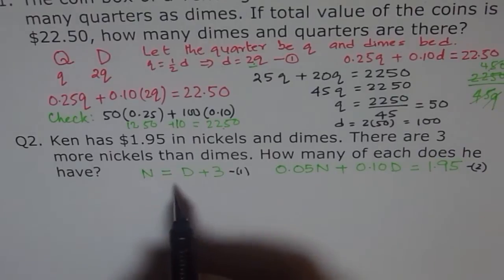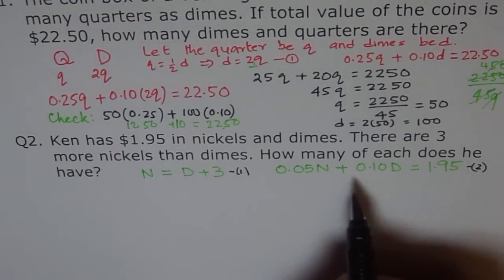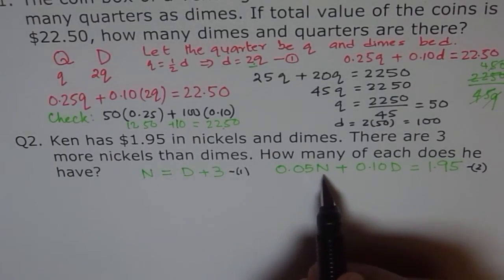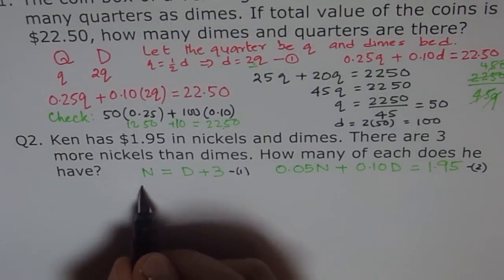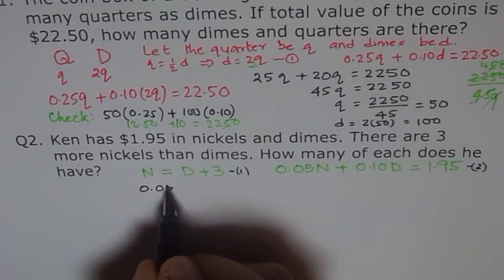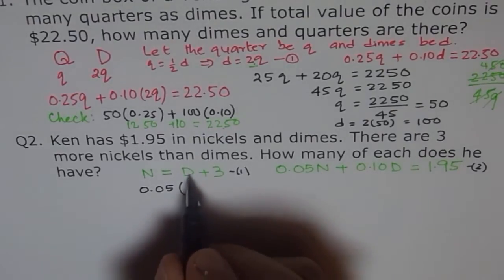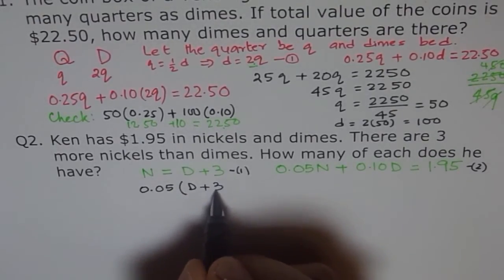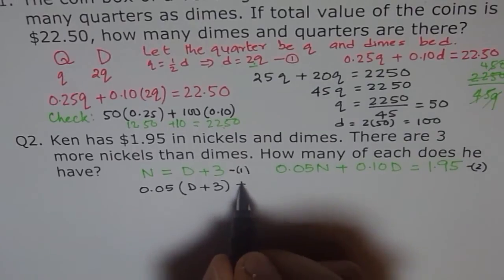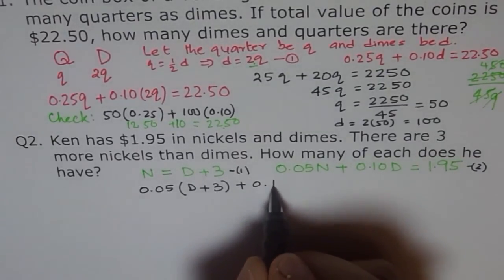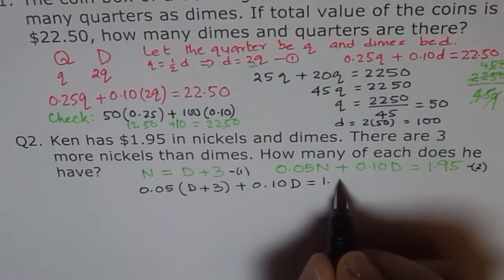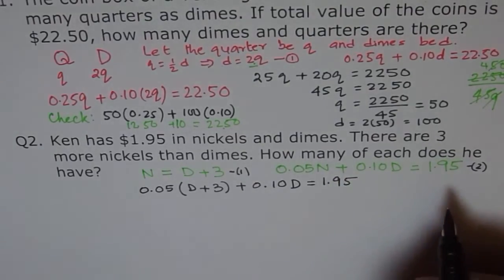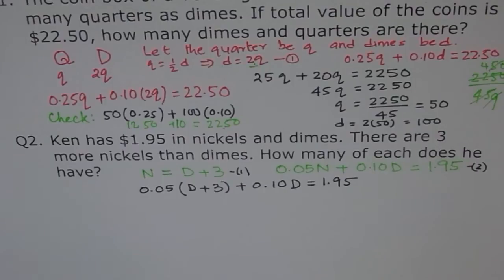So I have to eliminate my variables. In this case I can eliminate n by writing n equals d plus 3. So I'll do that. So I'll say 0.05 times n is d plus 3, right? d plus 3 plus 0.10 dime is equal to 1.95. Is it okay? Now, I would like to leave it here.